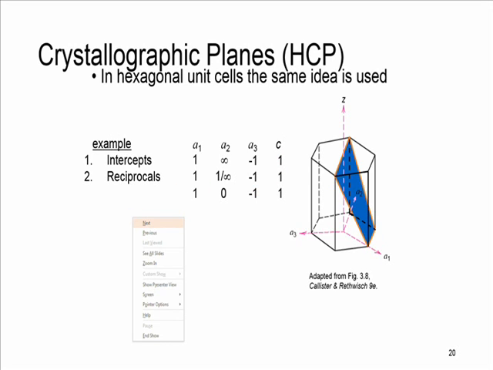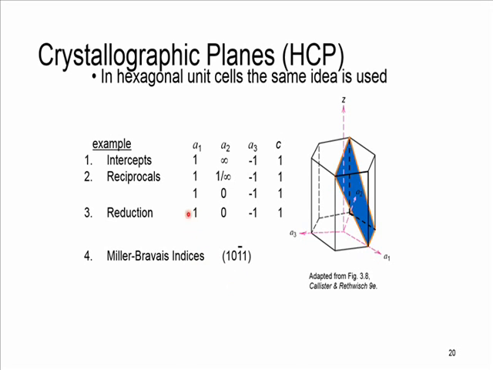The next step is to do reduction. As you can see, all of these numbers are in integer form, and they cannot be smaller than this, so we leave it as is for the reduction part. And the last part is enclosing these numbers in parentheses and changing the negative sign to a bar sign. So this is the Miller indices for this blue plane in the HCP crystal.